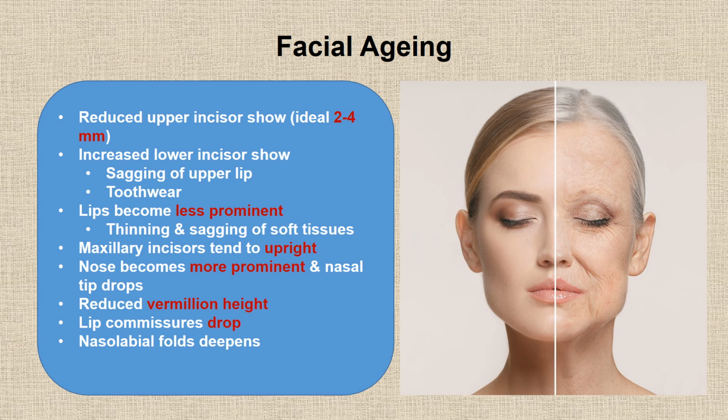Lips become less prominent, and this is because of the thinning and sagging of the soft tissues. The maxillary incisors tend to become upright. The nose becomes more prominent and the nasal tip tends to drop. There is a reduced vermilion height and the lip commissures will drop. Nasolabial folds will deepen.